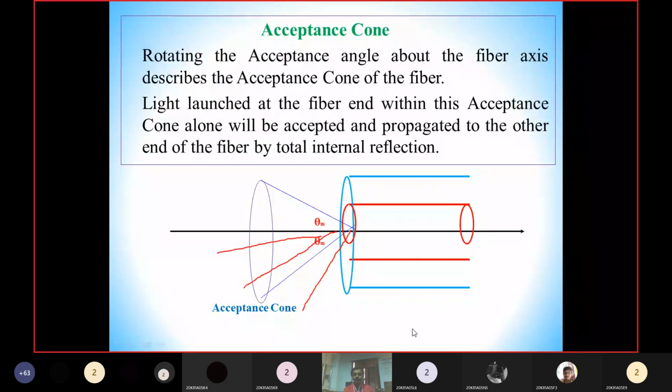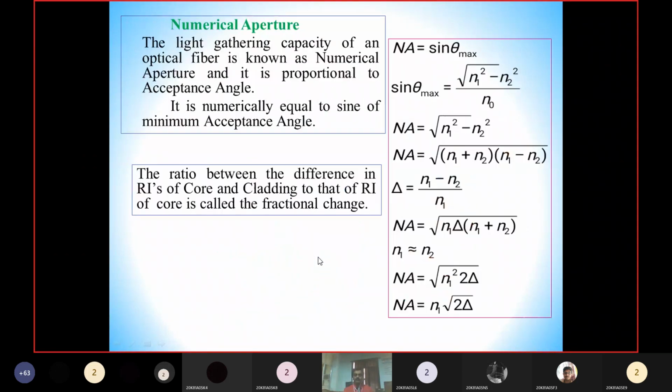This angle is theta m. That angle we call the acceptance angle, or half angle of the acceptance cone. This total angle is the acceptance cone angle, but half of this angle is the half angle of the acceptance cone, or the acceptance angle.